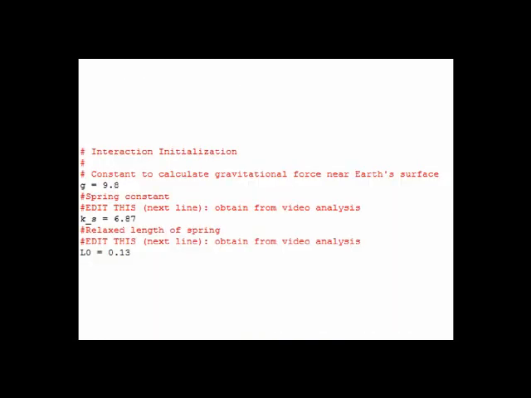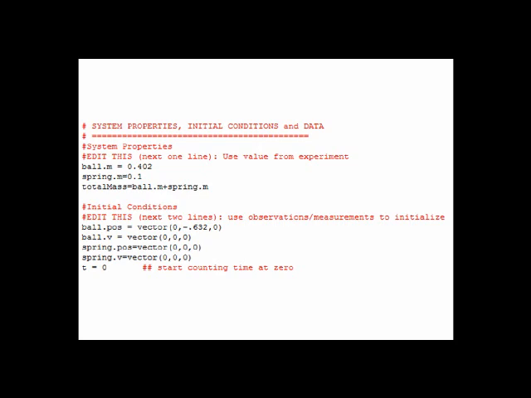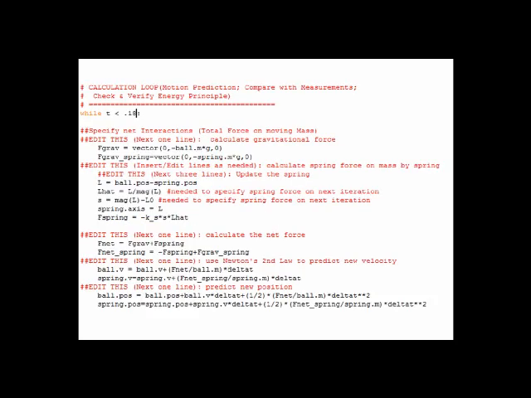Here's where I inserted the constants G, Ks, and L naught. These are the initial conditions of the system. The ball's initial position and velocity are inserted here, as well as the top of the spring's initial position and velocity. Here is the while loop.